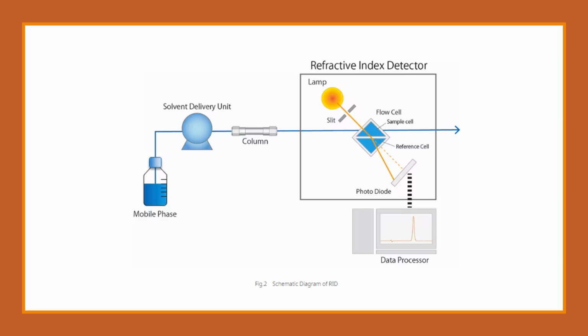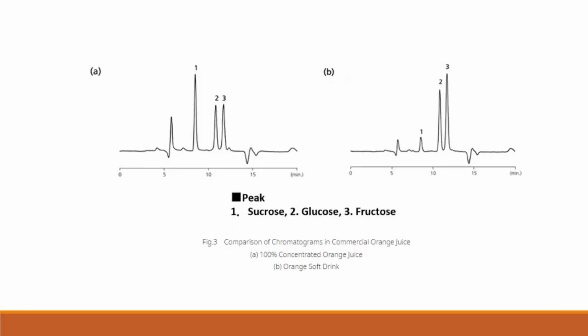But when there is a change in mobile phase, when there is analyte present in the sample cell, there is refraction happening. And this change in the light scattering is recorded and then sent to the data processor. Now, as you all know, RI detectors are universal detectors because they can detect all compounds that show any refractive index different from that of the mobile phase in principle.